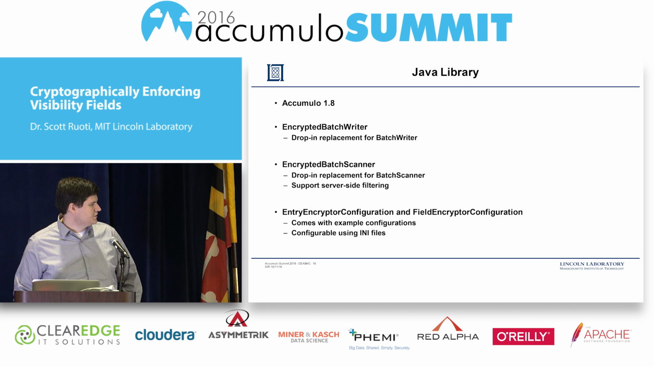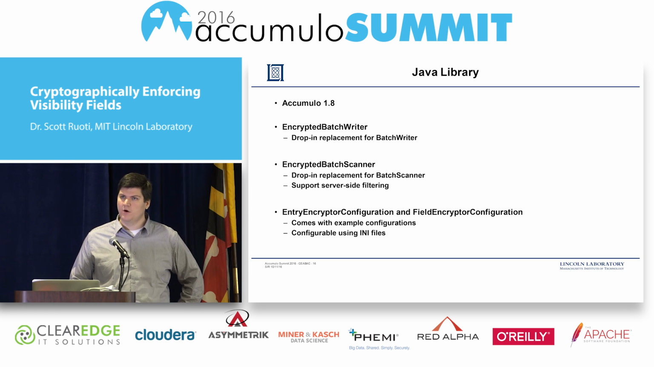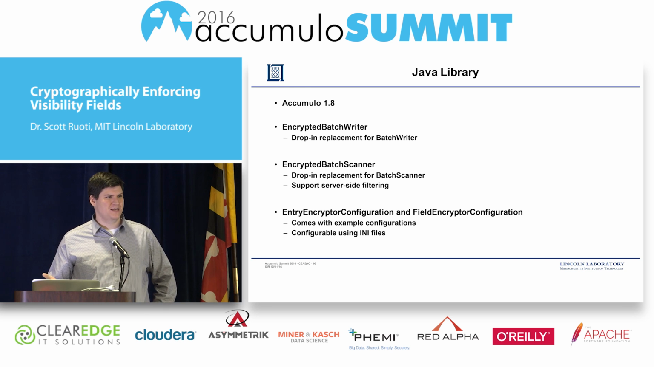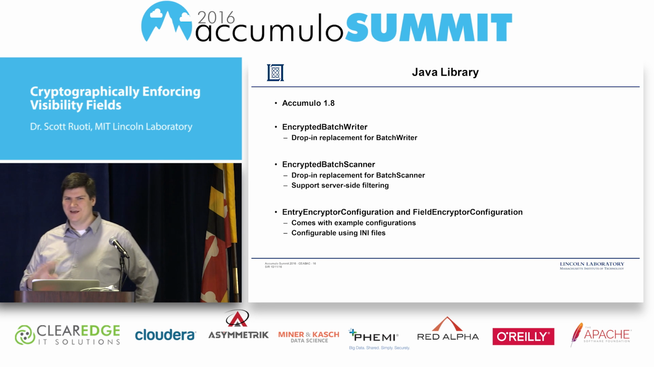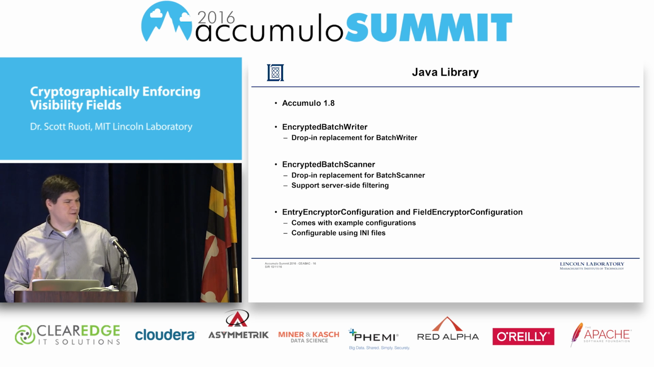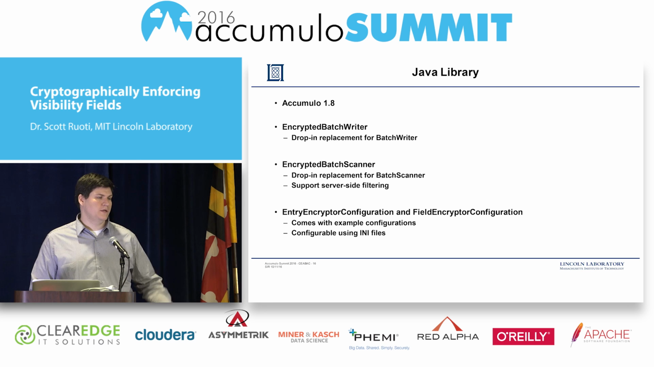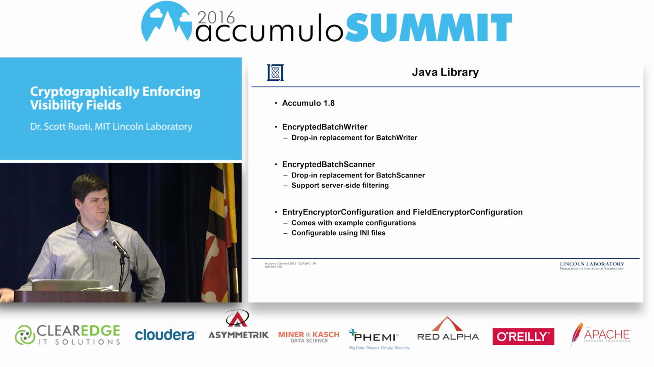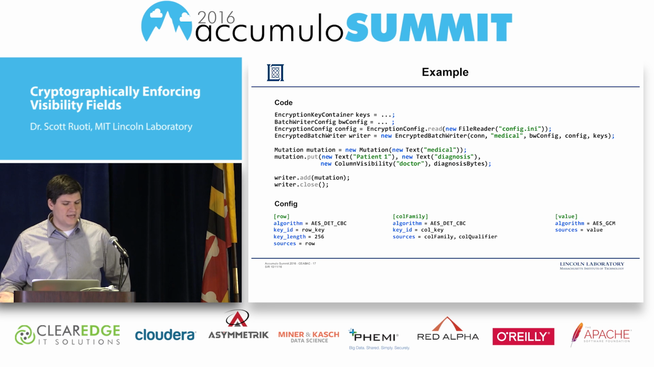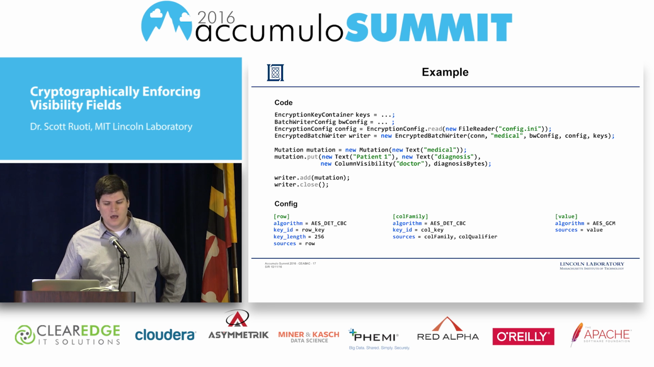And then the configuration is 2 new classes called an entry encryptor configuration and a field encryptor configuration. And when we ship this library, we already have multiple examples showing you how to set up these configurations. So it will come with documentation, it will come with examples, so you don't have to try to read our minds about how these configuration files work. And they can also be loaded from INI files, as well as being configured programmatically. But at a high level, these configuration files allow you to say which fields should be encrypted and how they should be encrypted.